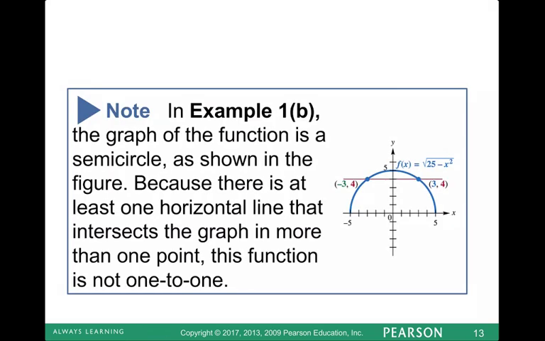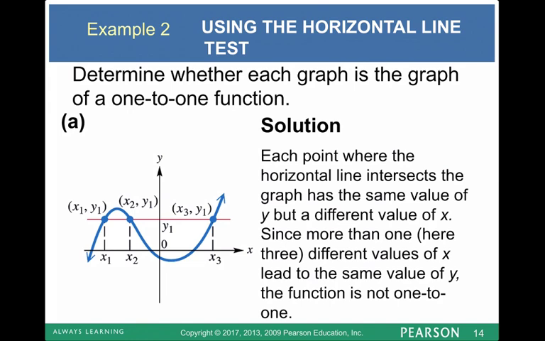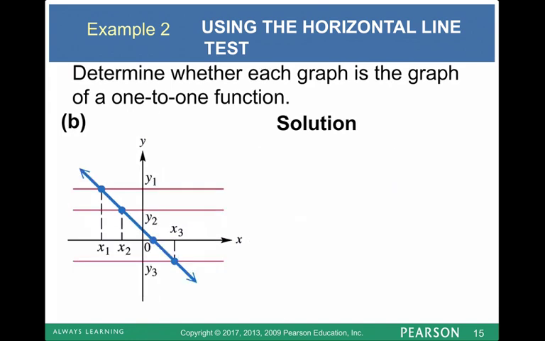Okay. So notice here we can draw a horizontal line. It touches it more than once. So this is not one-to-one. Notice with this diagonal line, no matter where we put a horizontal line, it touches it once. So this one we would say is one-to-one.